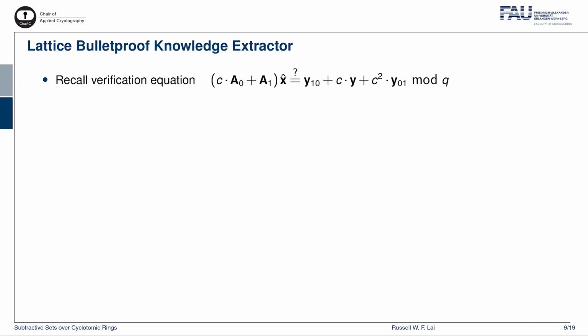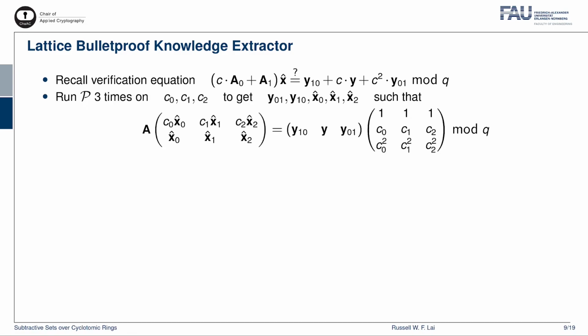As before, let us look at how a knowledge extractor can be constructed for the lattice bulletproof. First, recall the verification equation shown on the screen right now. This time, our knowledge extractor would run the prover P 3 times instead of 2 times on 3 different challenges C0, C1, and C2 to obtain 3 different accepting communication transcripts. In matrix form, these communication transcripts would satisfy the verification equation shown on the screen right now.